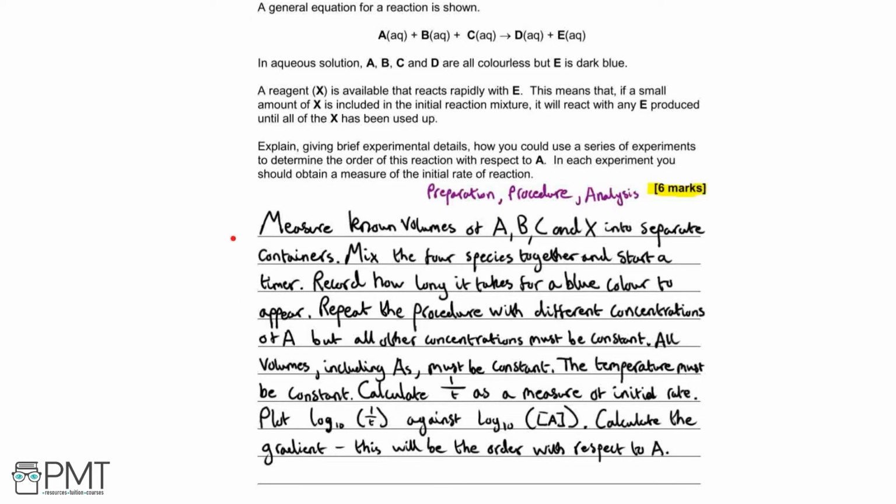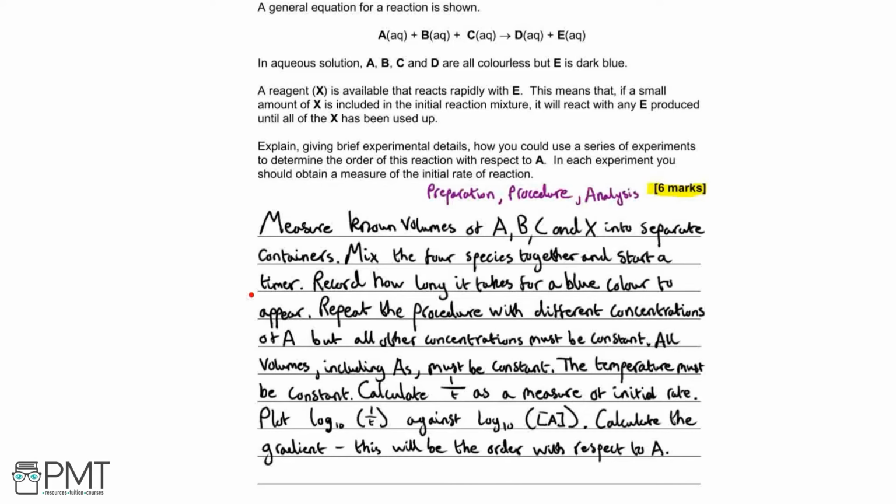We start with the preparation, which is the quickest stage. All we need is pointing out we're measuring out known volumes of A, B, C, and X into separate containers. That covers the 3 points: A, B, C, X, and separate containers. Then the procedure's longer. We need to talk about what we're actually doing in terms of mixing them together, as well as how we're getting our data and all our control variables, which must be stated, they can't be left assumed.